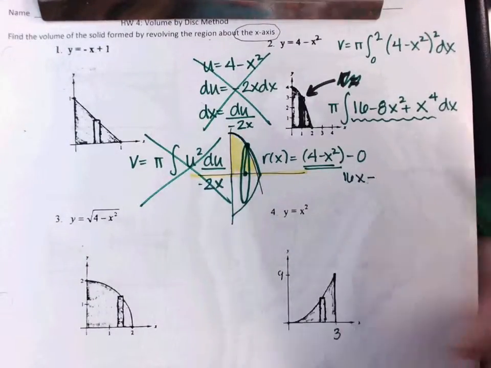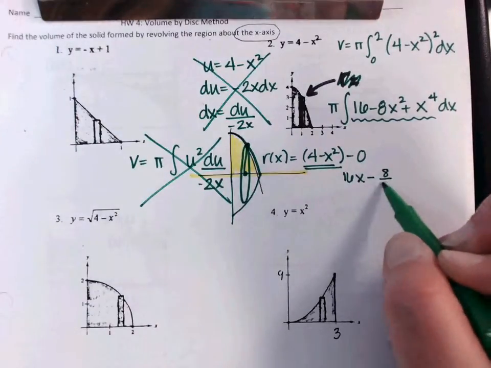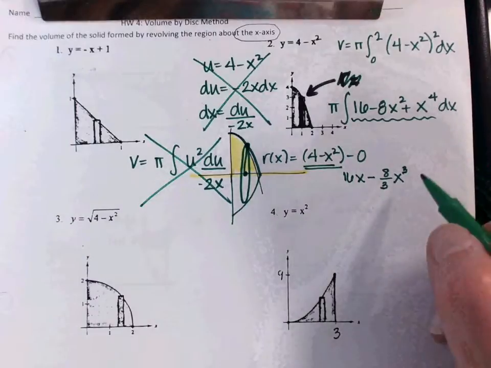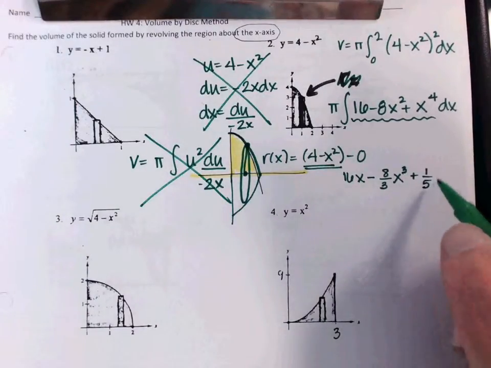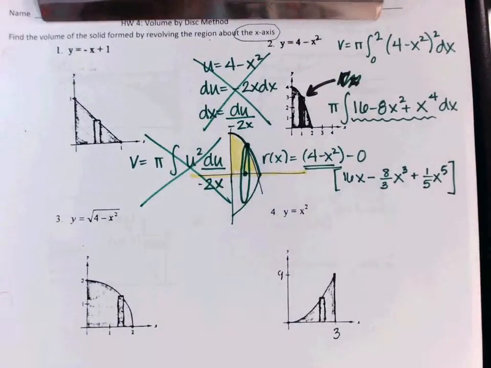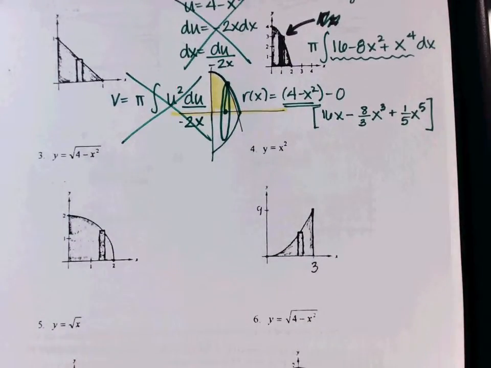16x. Antiderivative of 8x squared is 8/3 x cubed. And then x to the 4th would be 1/5 x^5. Now question, since I'm kind of skipping u sub, do I have to change my endpoints? No, they're still a 2 and a 0.